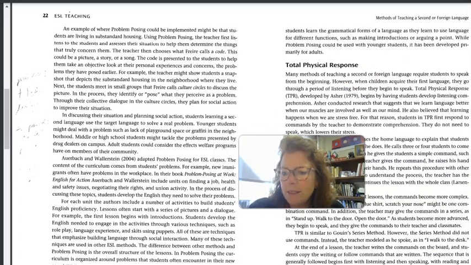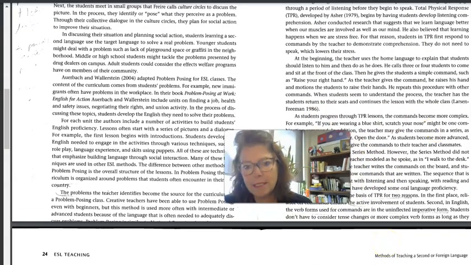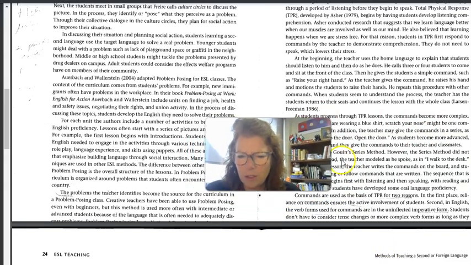I see my screen is a little small. We'll see if that's better. We call it TPR. This will be on your final exam. No, your CST, sorry.